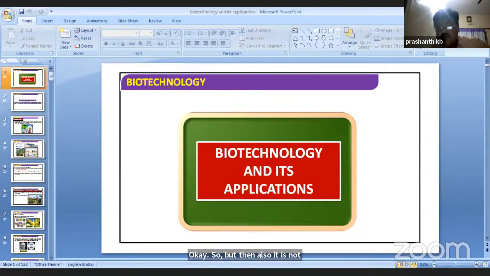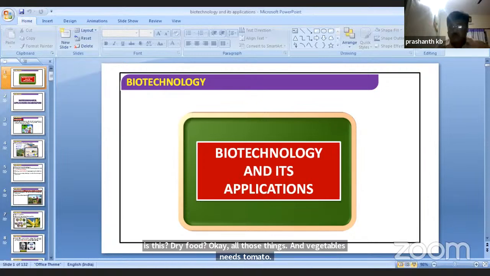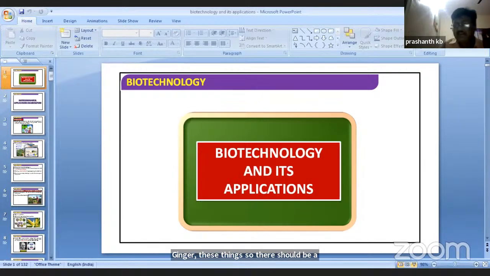Why? Because one is wastage. Some people are wasting the food. Second one, proper maintenance. Some of the food is dry, some of it is wet food. What is dry food? Dry grapes, cashew, these are all dry fruits. And wet fruits means tomato, brinjal, these things. So there should be proper management to store these different varieties of edible crops.